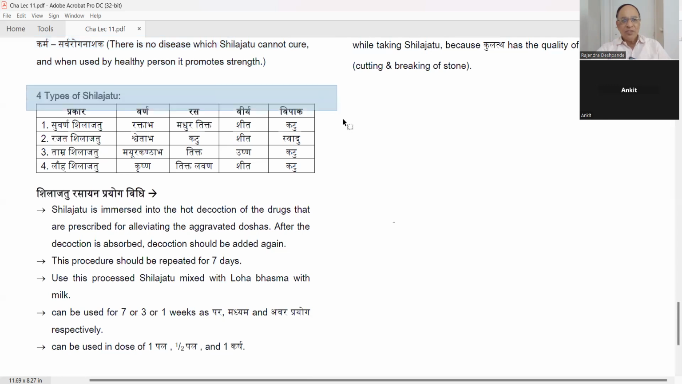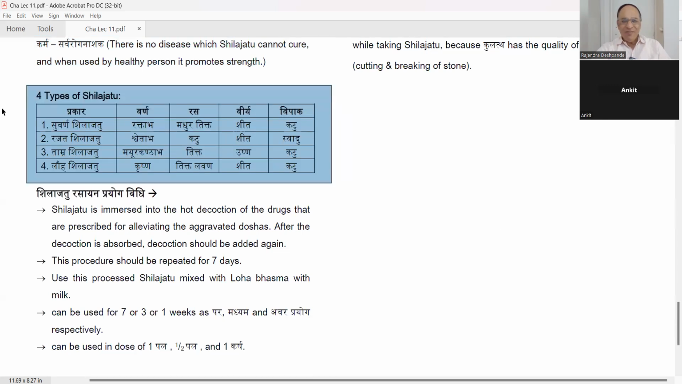Four types of Shilajatu exist. For example, Suvarna Shilajatu, gold, Rajat Shilajatu, silver, Tamra Shilajatu, copper, and Lauha Shilajatu, that is iron. So, Suvarna Shilajatu is Rakta Varna, red colored, Madhuratikta, Sheeta, and Katu. Madhuratikta is the rasa, Virya is Sheeta. Rajat, that is silver, Shvetabha, Katu. Shvetabha is the Varna, rasa is Katu, and here you can see the Virya is again Sheeta, and Vipaka is Swadu.